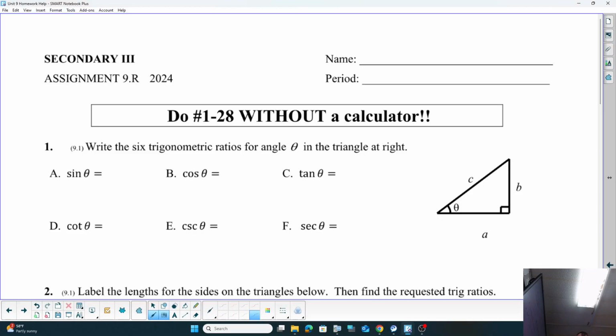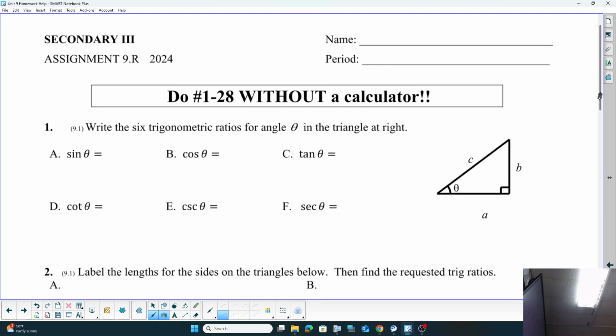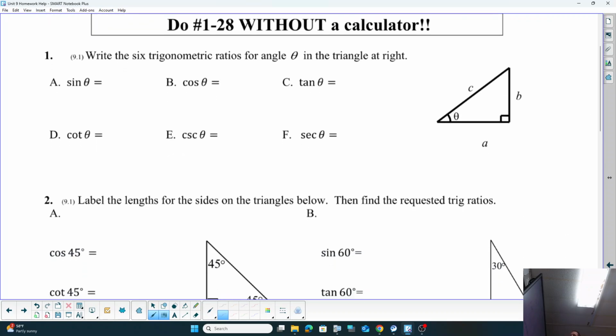Okay, write 6 trig functions. You need to know the 6 trig functions. You gotta know them by heart. So from the angle, we label the triangle opposite, adjacent, hypotenuse. Right, across. Break a window. That's the opposite side, also known as OPP.